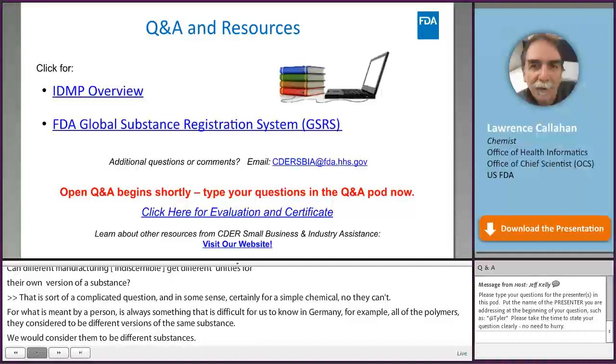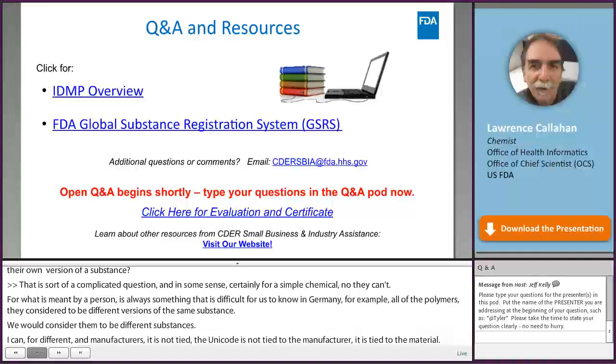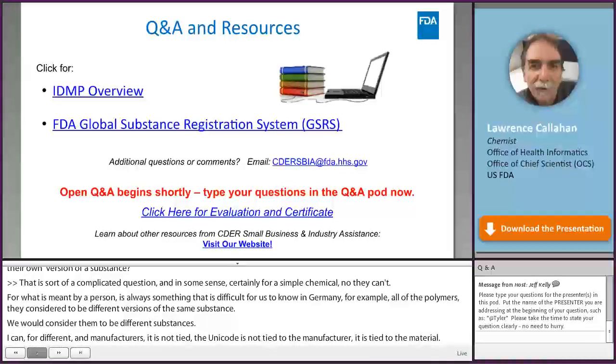And certainly if you change some critical parameter, some critical characteristic, if you added a ligand onto a protein or something, that would then be a different substance and would get a different UNII. But again, versions of the same material or batches would all have the same UNII.